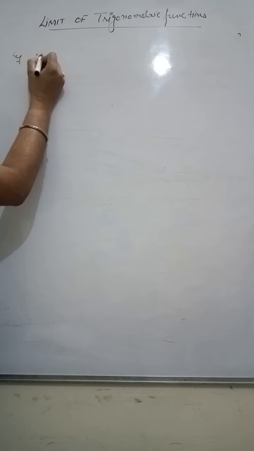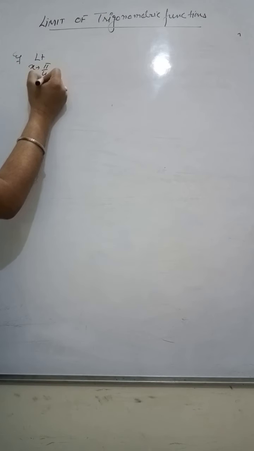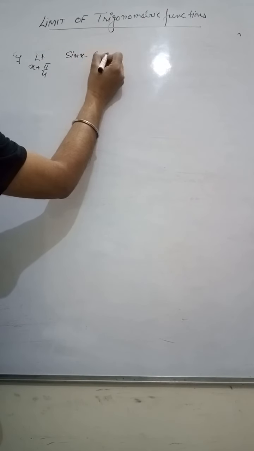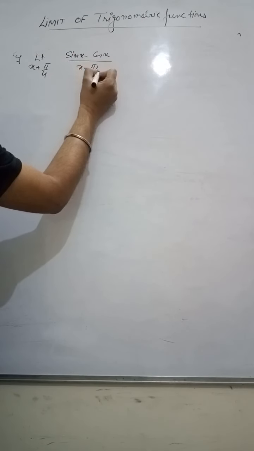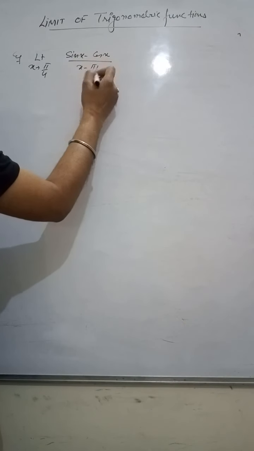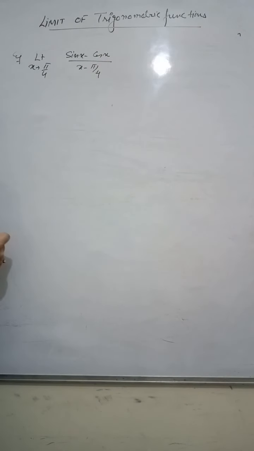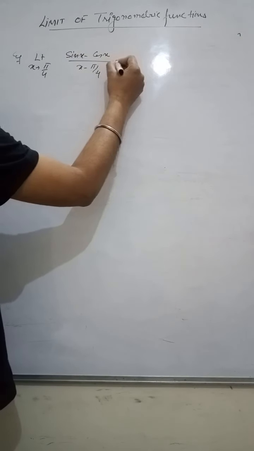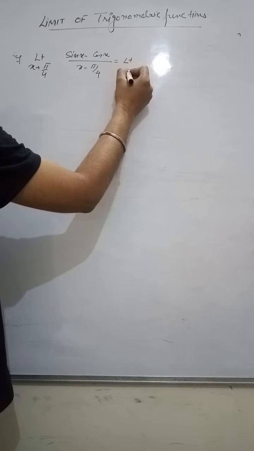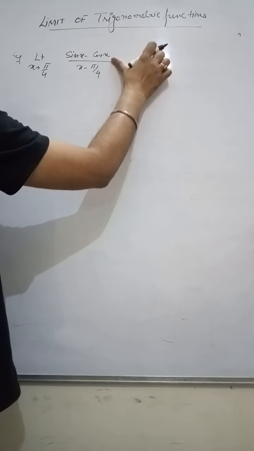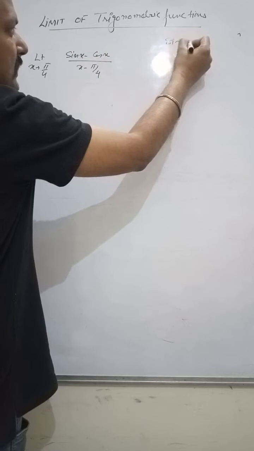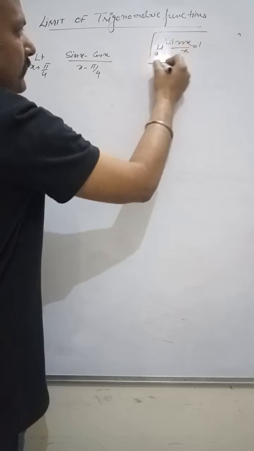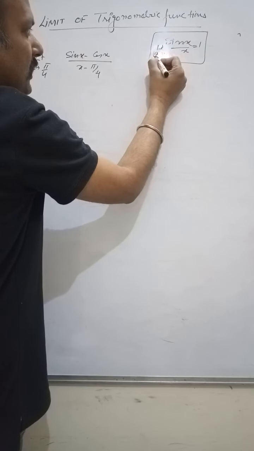Now this is the limit as x goes to pi by 4 of sin x minus cos x upon x minus pi by 4. In this case, when you put x equal to pi by 4, it will be 0 over 0. This is what we have to eliminate. We can do one thing. I have told you earlier that sin x upon x as x goes to 0 is equal to 1. This is the formula we have. So it is better to take this limit approaching 0.